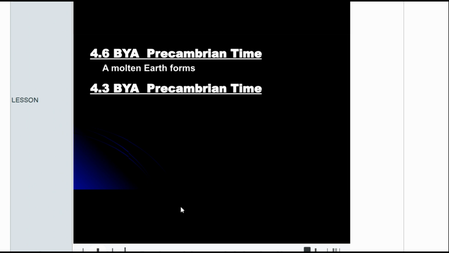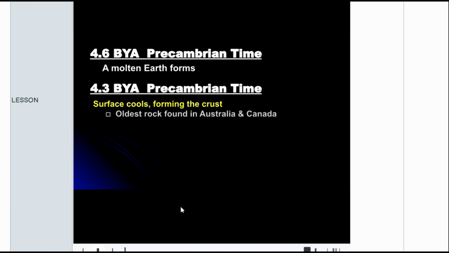So, quick summary. We started off with molten Earth forming 4.6 billion years ago. And then about 4.3 billion years ago, we're going to start having the surface cool. So now we're going to get to the part where we're starting to form that crust, the shell around the molten part of the Earth. Oldest crust rocks are going to be found in Australia and Canada.